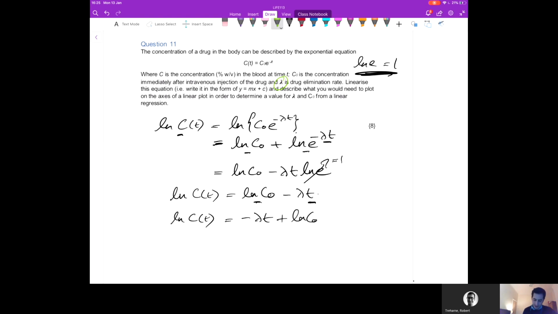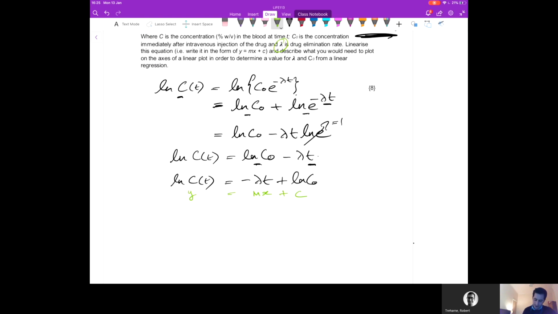Let's write that out explicitly. That's your y, mx plus c, where y is equal to ln C(t). M in this case is equal to minus lambda. We know x is equal to t, and we know that your constant, in other words, where it intercepts the y-axis, is equal to ln C naught.